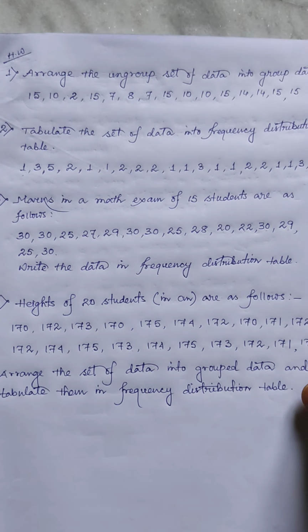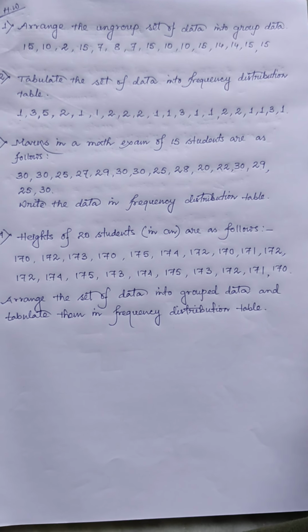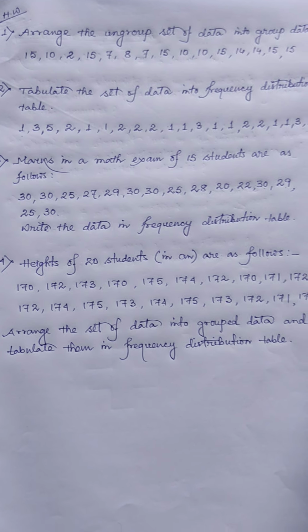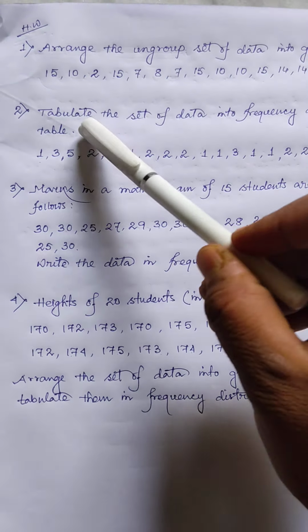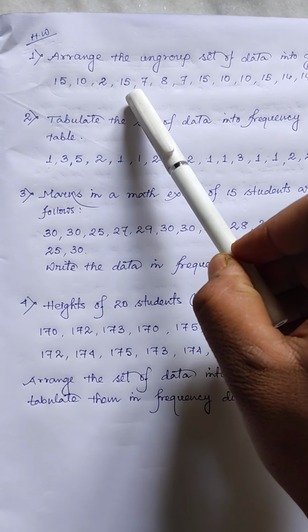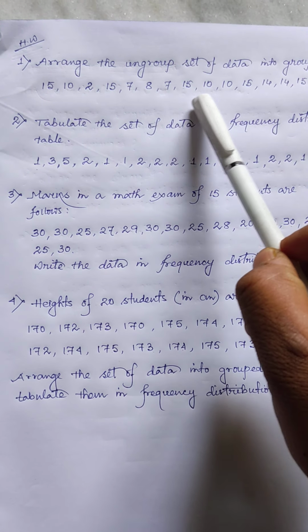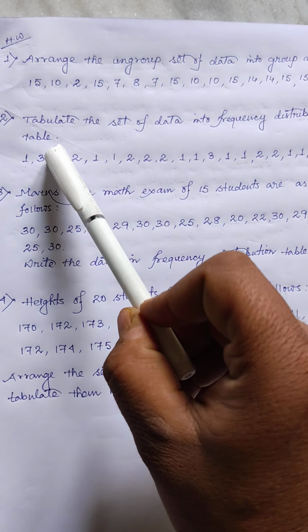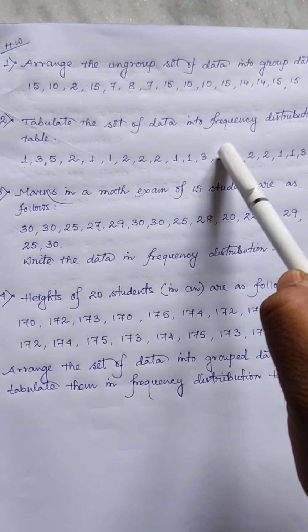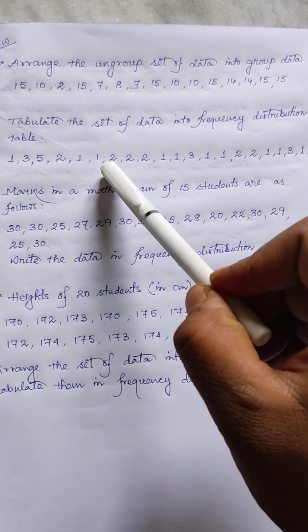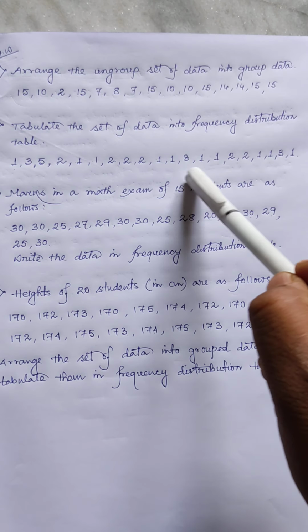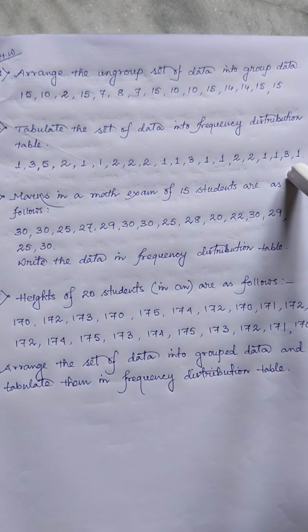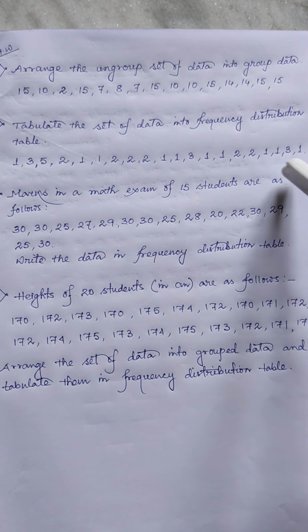Now, here is some homework. Number 1, arrange the ungrouped set of data into group data: 15, 10, 2, 15, 7, 8, 7, 15, 10, 10, 15, 14, 14, 15, 15. Number 2, tabulate the set of data into a frequency distribution table. Here a set of data is given. You have to arrange them in a frequency distribution table.